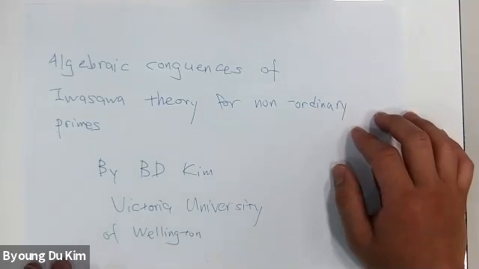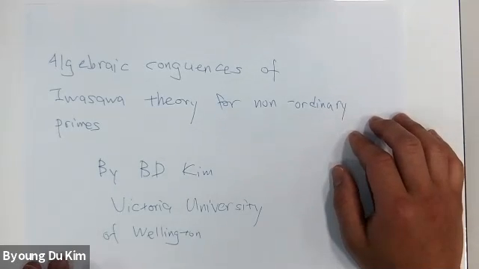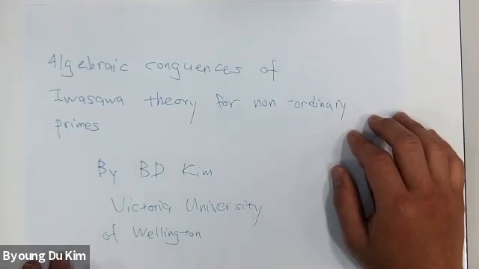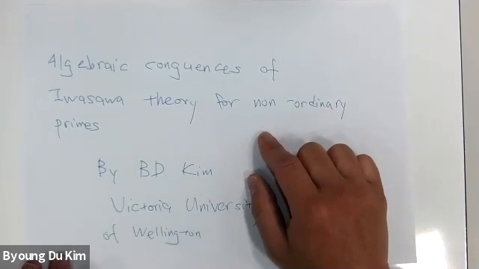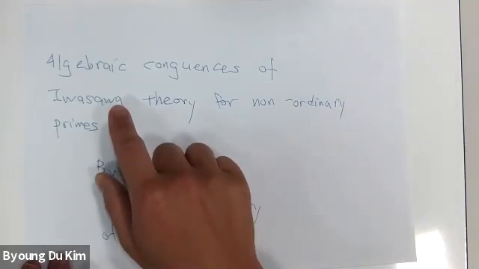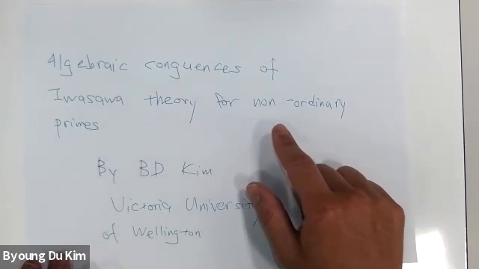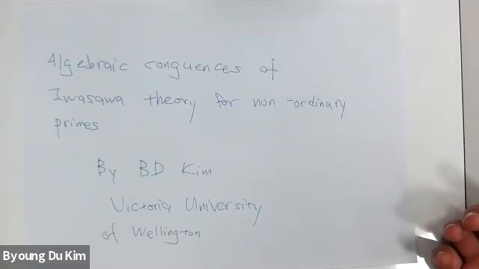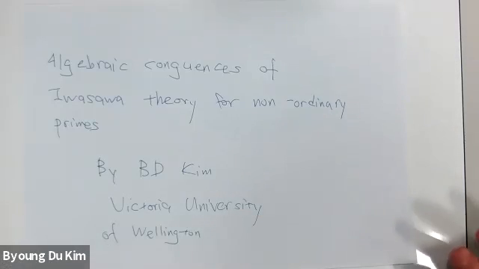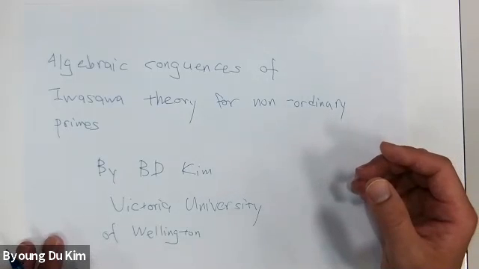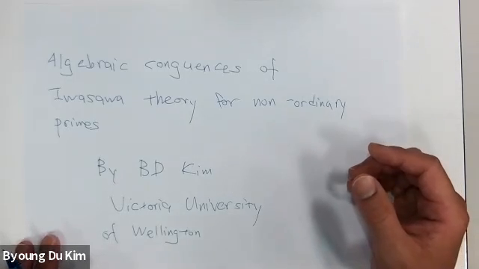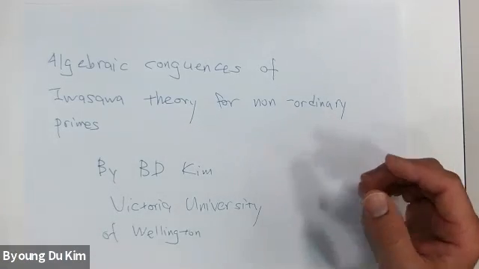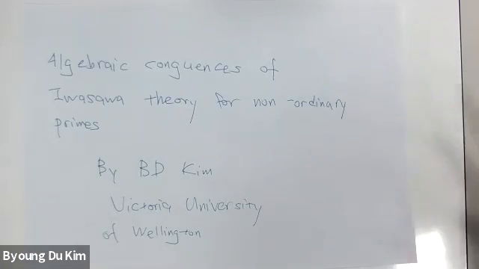And today I'm going to talk about my paper, which will be published in the Journal of Number Theory. Its title is slightly different and longer, so I shortened it: Algebraic congruences of Iwasawa theory for non-ordinary primes. So basically what I'll explain is how I'm going to show the congruences of algebraic p-adic L-functions of one modular form and the other modular form, which might have different weights.